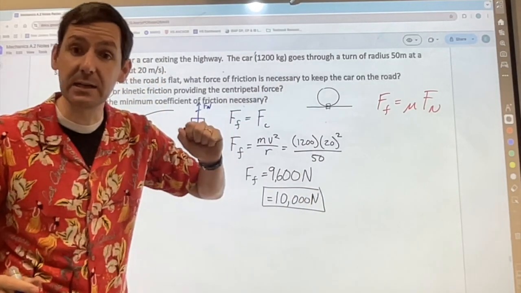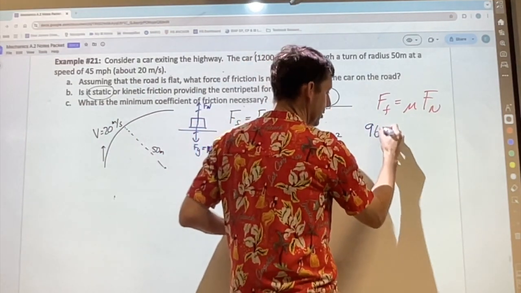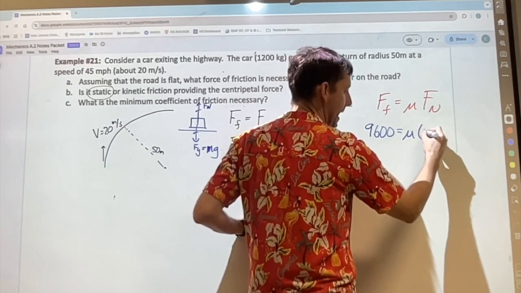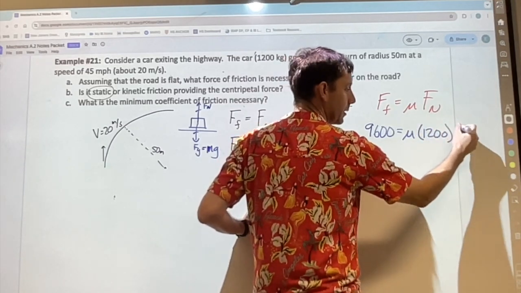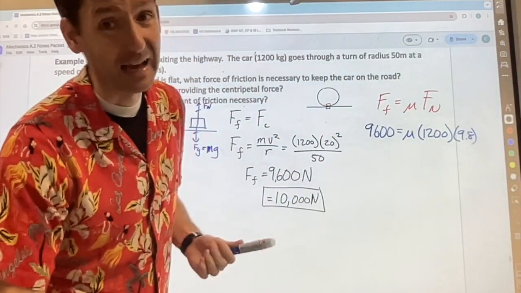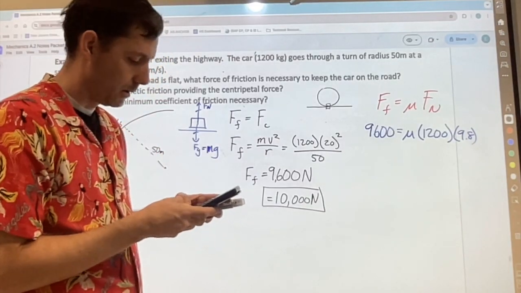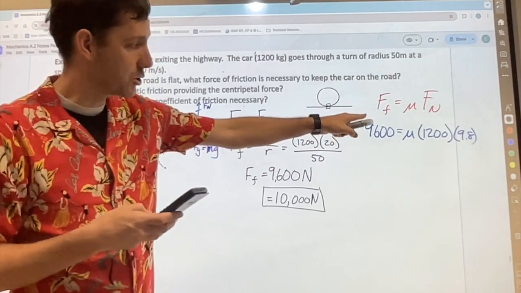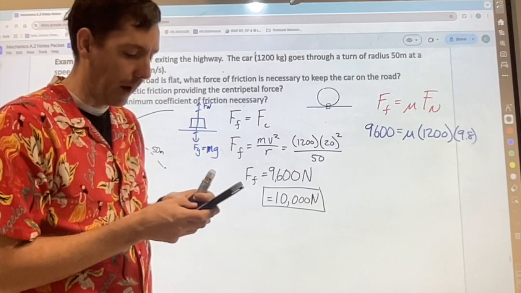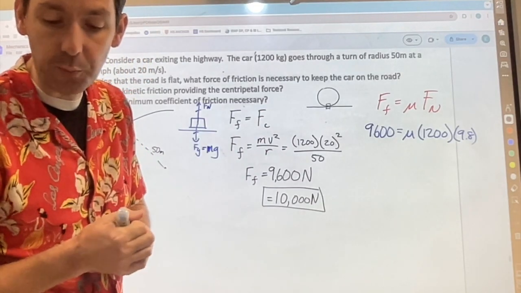And so I can put that into my formula now. I'll put the force of friction in, which is 9,600, the coefficient, and then the normal force, which is the mass, 1,200 times 9.8. Okay? And now I should just be able to put that in. I can take that 9,600 and then either multiply the 1,200 times the 9.8 and divide, or divide by the 1,200 and then divide by the 9.8. Doesn't matter. Either way, what I get is 0.8163.